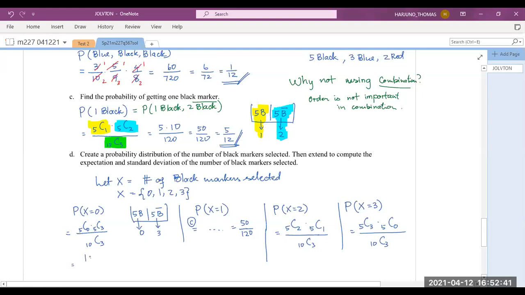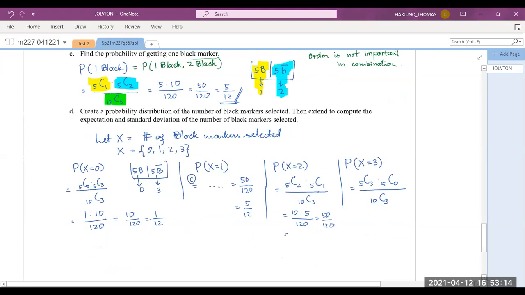So this is 1 times what? 5, 4, 3, that's 10. This is 120. So this is 10 over 120, that's 1 over 12. This is 10 times 5 over 120, 50 over 120, that's 5 over 12. And this is 10 times 1 over 120, that's 10 over 120, that's 1 over 12. Now, when you reduce it, because you will need to compute the expectation, make sure you keep a common denominator.